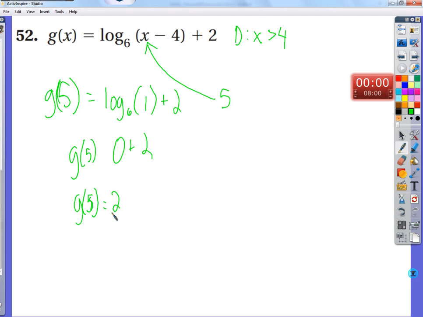So g of 5 is 2. 5 in gives me a 2 out. 2 is the out. Okay, let's get rid of that. Let's see how it's changing. What else is good? What else could we plug in?